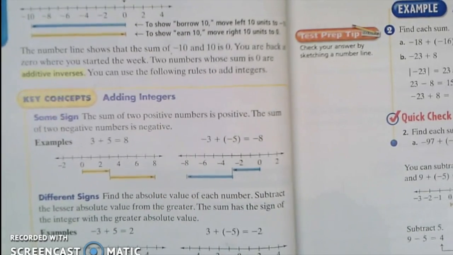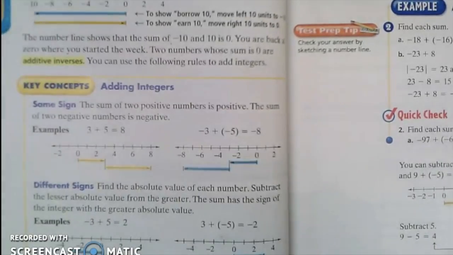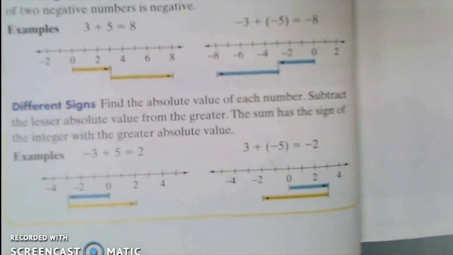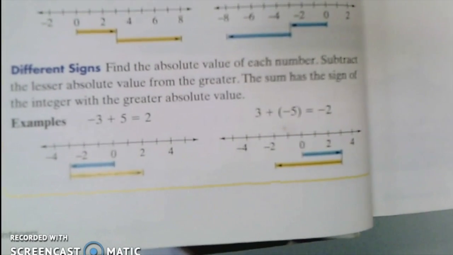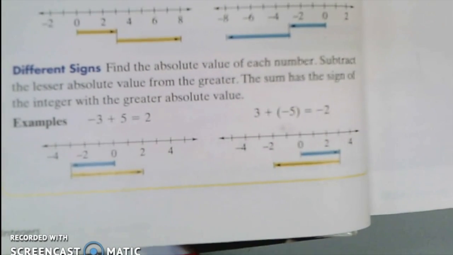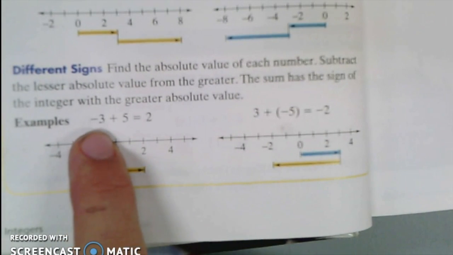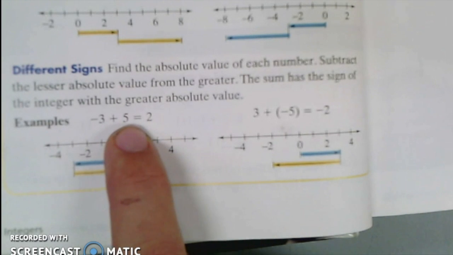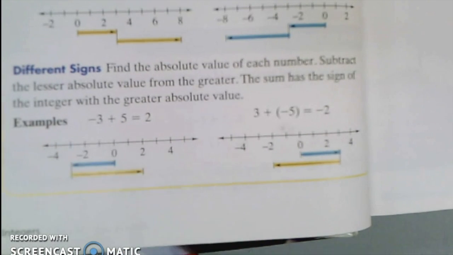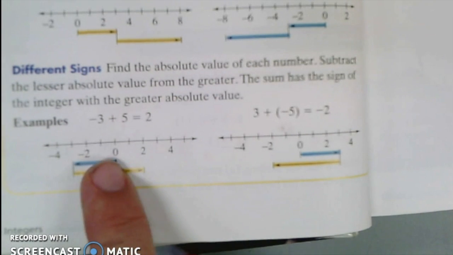What about when they have different signs? Okay, that's where we get really, really tricky, and a lot of people struggle. So, if they have different signs, like right here, we have a -3 plus +5. So if I have one negative and one positive, I need to find the difference. And this can be shown by what's happening right here.